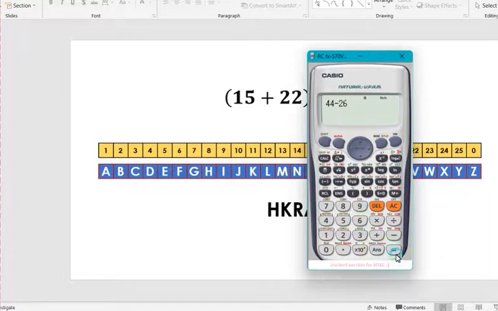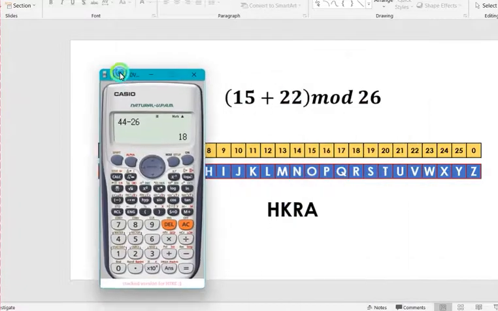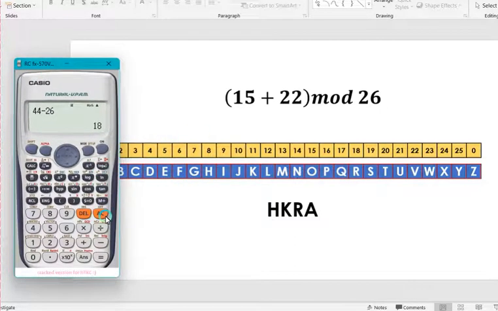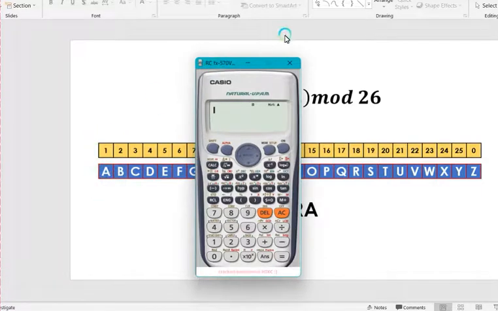So, that is 18. And 18 is R. So, we have also your E, which is 5. So, that is 22 plus 5, that is 27. The remainder is 1, that is A.